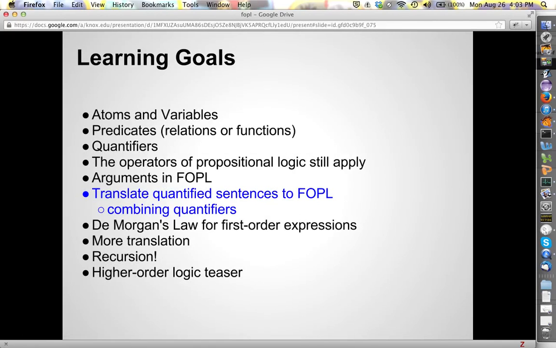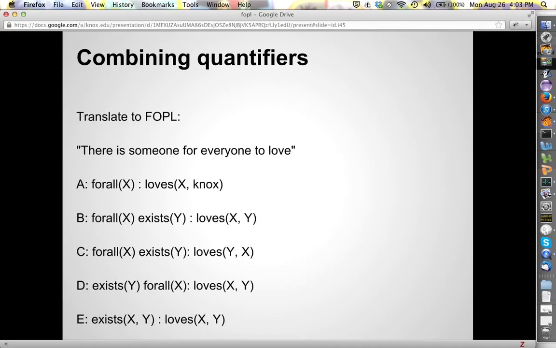So let's talk about translating quantified English sentences to first-order logic and some stuff about combining these quantifiers together. We want to translate this sentence to first-order logic. There is someone for everyone to love.